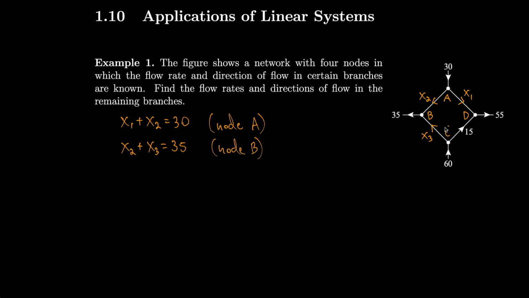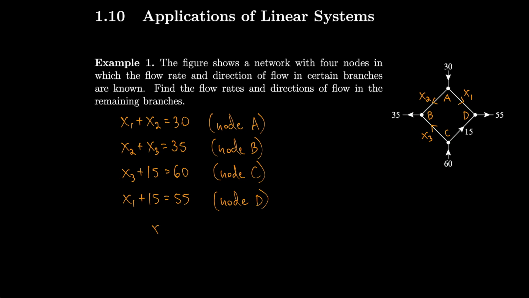For node C, my flows out are x3 and 15, so those must equal 60. So x3 plus 15 equals 60 for node C. And last but not least, for node D, we have x1 plus 15 equals 55. Okay, let's piece all these together.